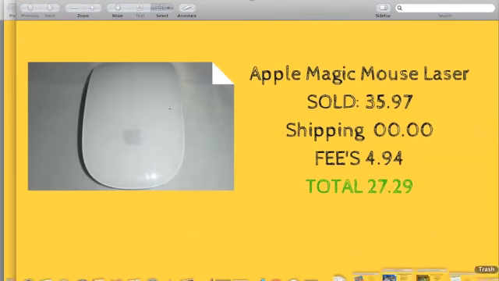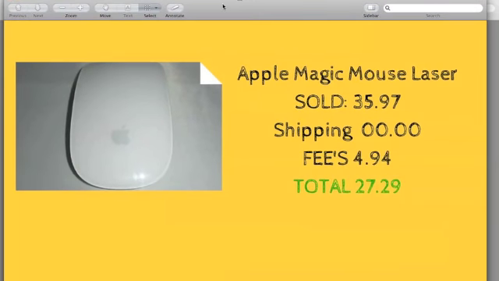The next one, we'll go back into eBay. Now, talk about buying electronics and not having any luck with them. So I bought this one a couple of months back. It's the Apple Magic Mouse Laser. It got sold for $35.97. I offered free shipping just so I could sell it quickly. After the fees, it was $4.94. I made a net profit of $27.29.